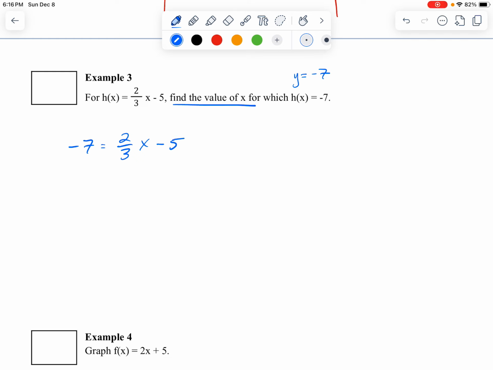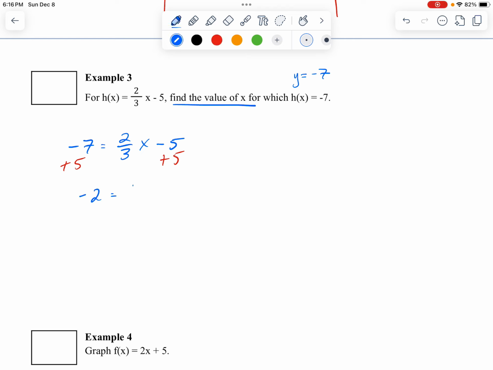And I'm going to solve for x. So getting x by itself, this is going back to chapter 1. I need to get rid of this -5, and I need to get rid of this 2/3. We always do the term that's attached to that variable last, so I'm going to get rid of the -5. I'm going to add 5 to both sides of my equation.